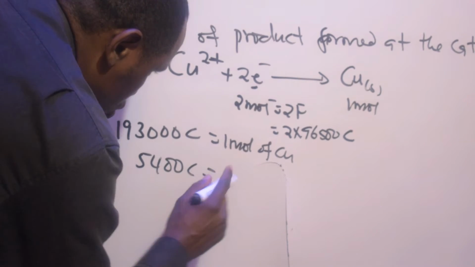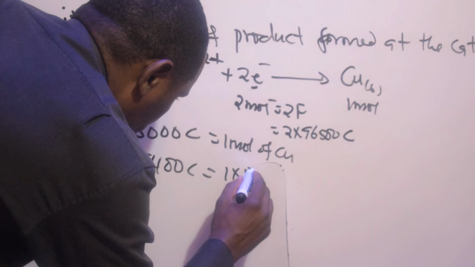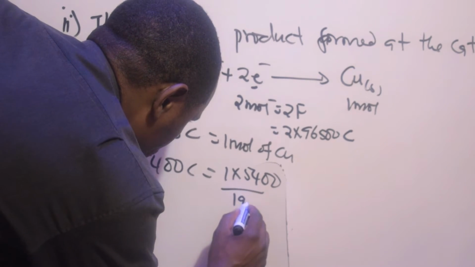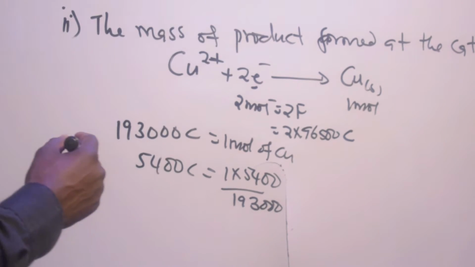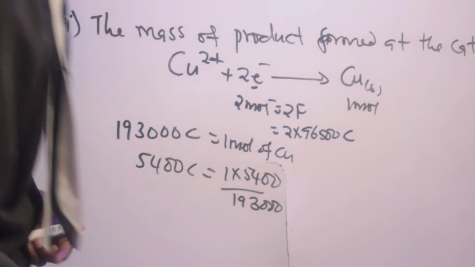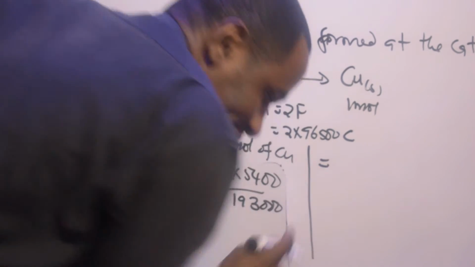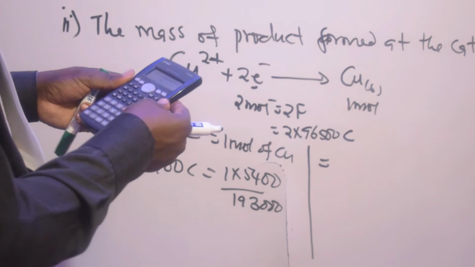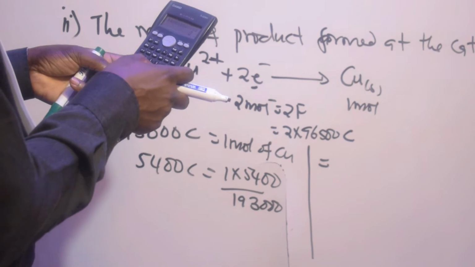5,400 coulombs here should be able to give me how many moles of copper? Then maybe I can just multiply. I'm going to have 5,400 and divide by 193,000. Look at that. Now, working on this one, you'll get how many moles? This 5,400, I divide by 193,000.